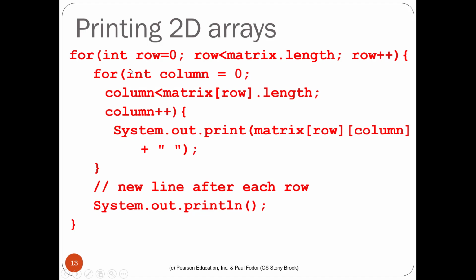So you'll say for int row is equal to 0, row is less than matrix dot length, row plus plus, and then in your curly braces you'll write another for loop for column. For int column is equal to 0, column is less than matrix[row].length, okay, column plus plus, System.out.print(matrix[row][column]). You need to specify row index and then the column index, and these two should go in the square brackets because these are index values.